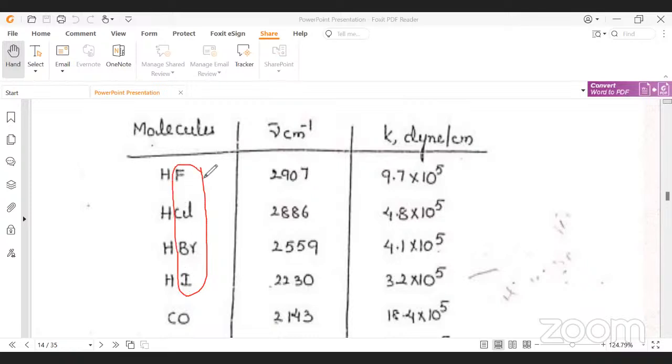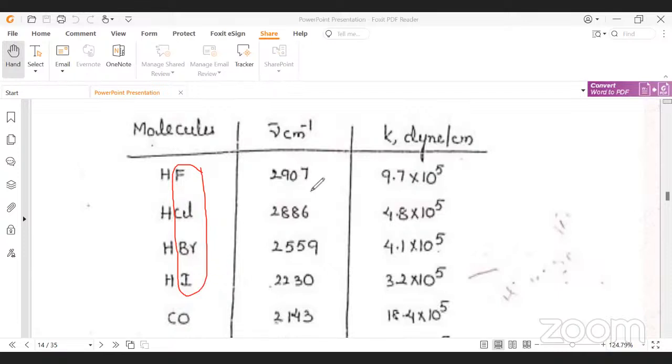These four have the same group, but hydrogen is the same. Then from top to bottom, the electronegativity differs. Compared to HF, fluorine has more electronegativity. Chlorine has more electronegativity than iodine.